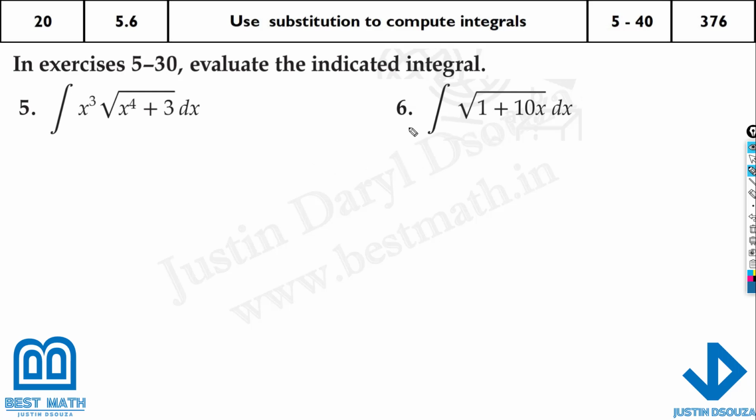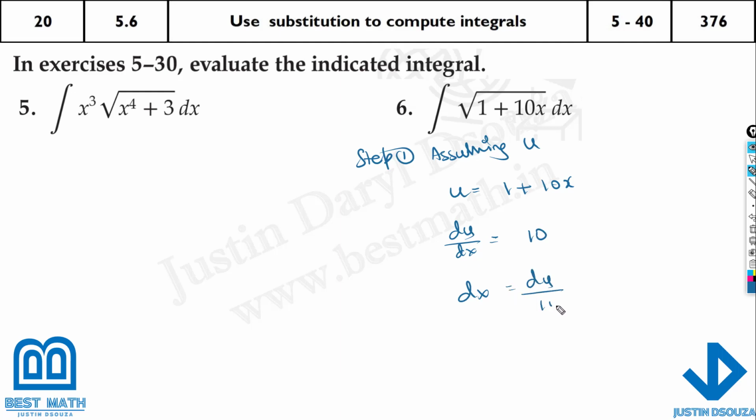When you are solving, that's a writing exam question, isn't it? So we have to write in detail. Step 1, let me do the detailed steps here. Assuming u, or u substitution, you can just write anything. u is equal to 1 plus 10x, du by dx is equal to, this is gone, 0, it will be 10 only, and dx, you can take that to the other side and you will have du by 10. So this is the dx value.